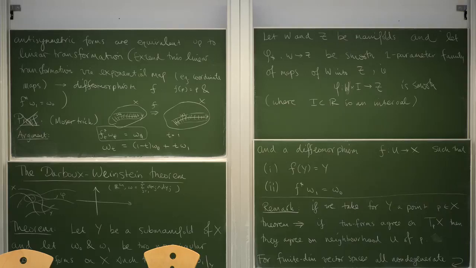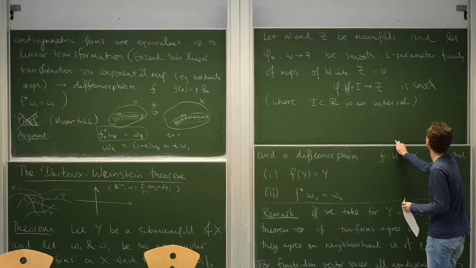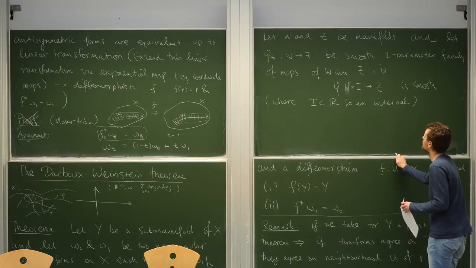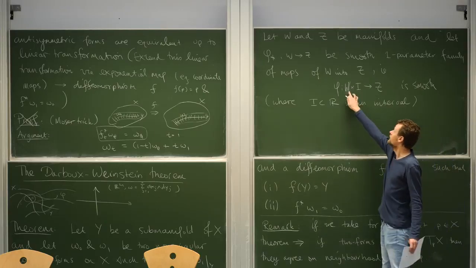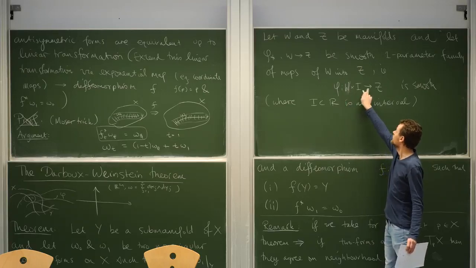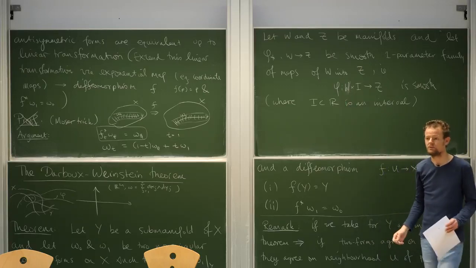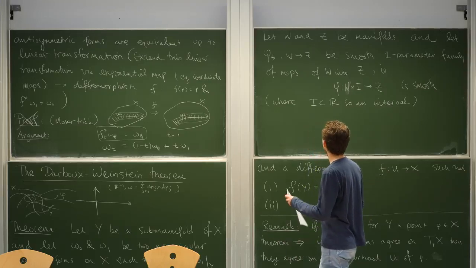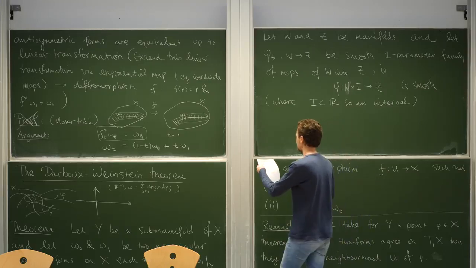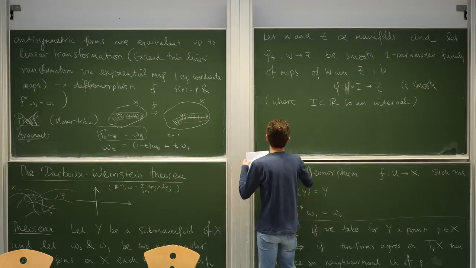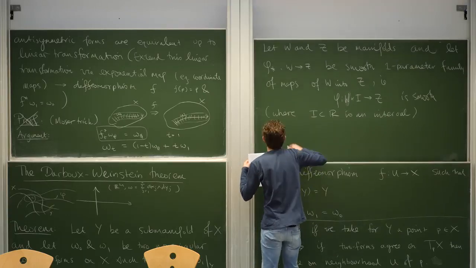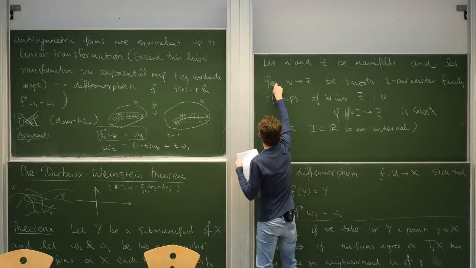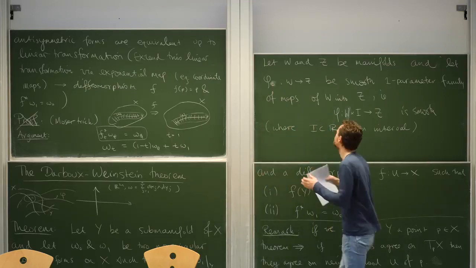Okay, let's just remember what is a one-parameter family of diffeomorphisms. Well, it's a map from W cross I into Z, which is smooth, yeah? Is the subscript of phi a star or a t? Oh, what is the subscript of phi? That's a t, sorry. I don't know why I drew a star. There we go, it's t.